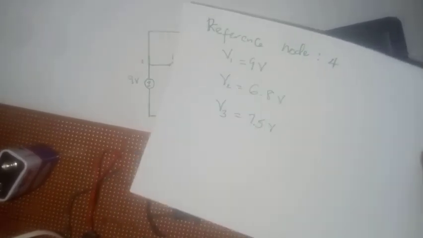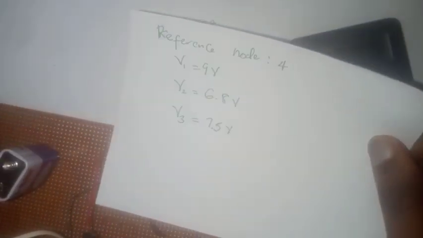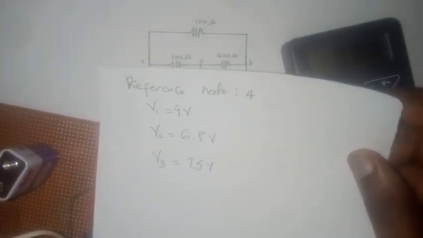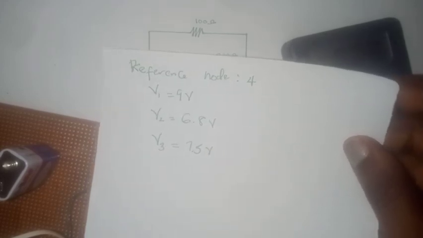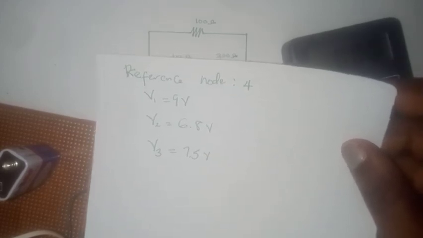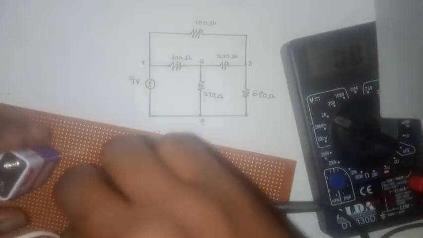Last reference node. At this reference node, which is node 4, we expect V1 to be 9 volts, V2 to be 6.8 volts, and V3 to be 7.5 volts. So we're going to hook up our battery.